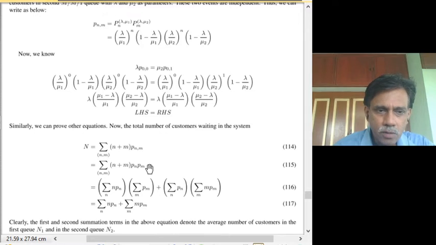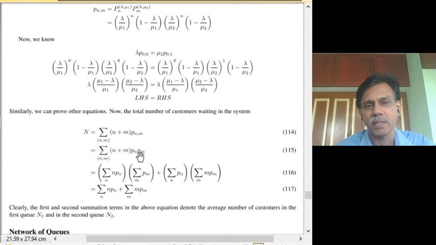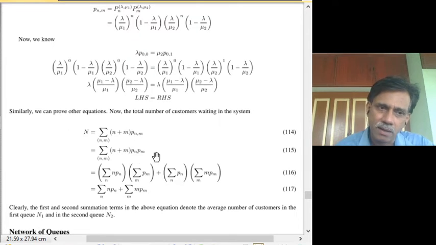Okay. So we will see that. We can write the joint probability P(n, m) as Pn into Pm, which is again, for n plus m, we can make it as a product of two summations. We can write this as sigma over n, n Pn, times sigma over m, Pm.